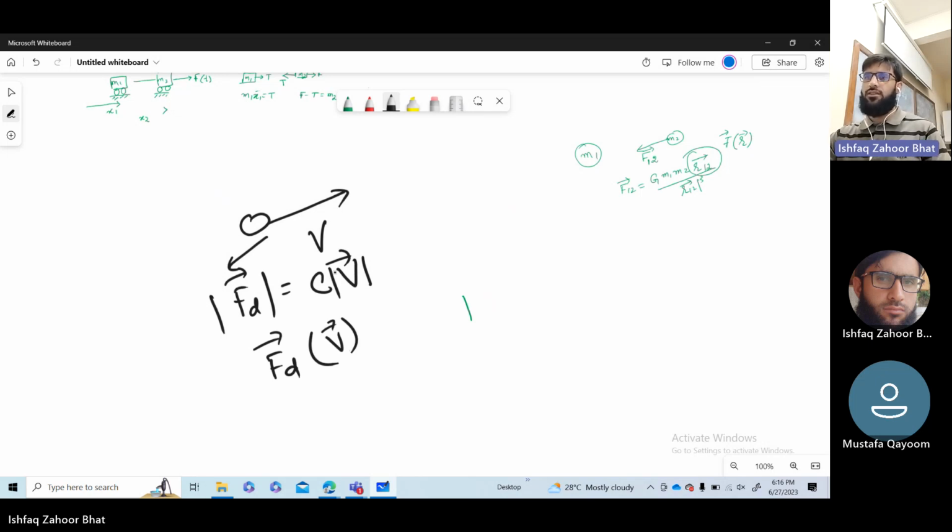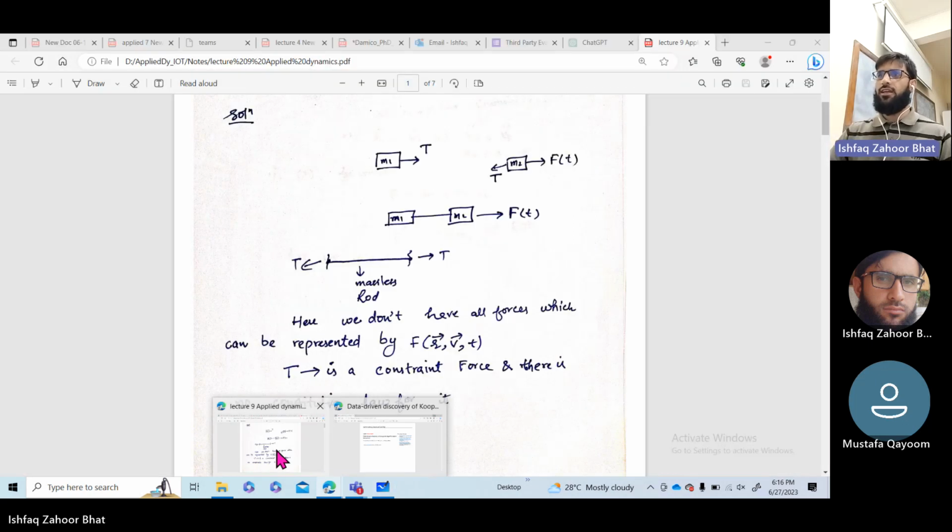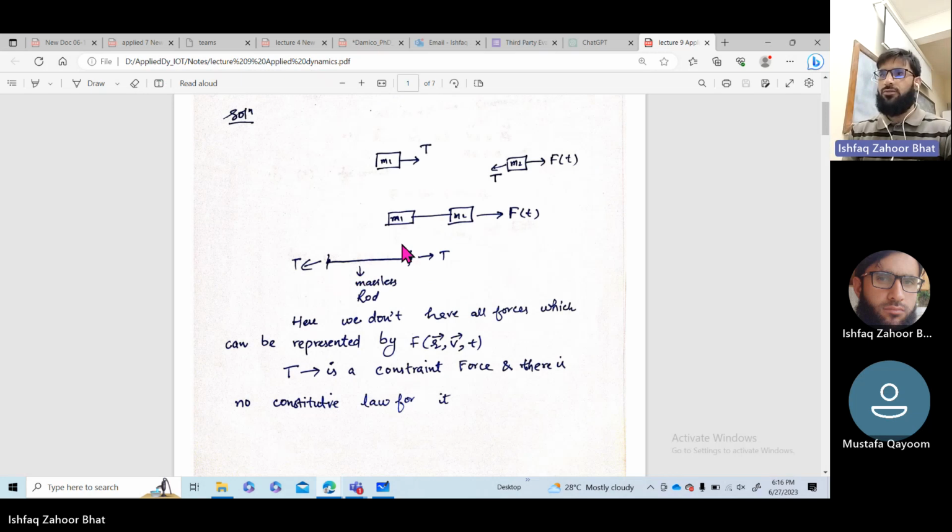So in general, these forces will be some function of r, like here, or maybe a function of velocity and a function of time. Basically, you will mostly find that the forces in your system can be defined like these things. But here we have this tension force in the massless rod, and this cannot be represented like this. So we call this tension a constraint force.